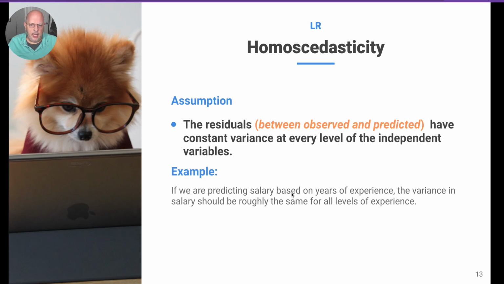If we're predicting salary based on years of experience, so if you have more experience you should have more salary, the variance in salary should be roughly the same for all levels of experience.